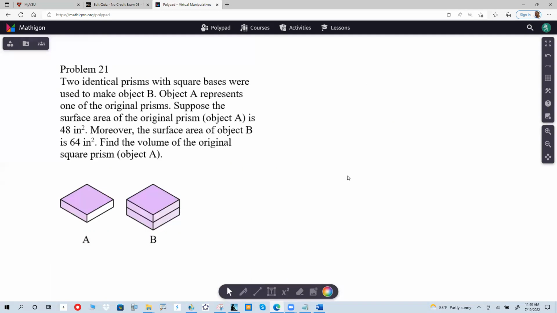Suppose the surface area of the original prism is 48. Moreover, the surface area of object B is 64. Find the volume of the original square prism.